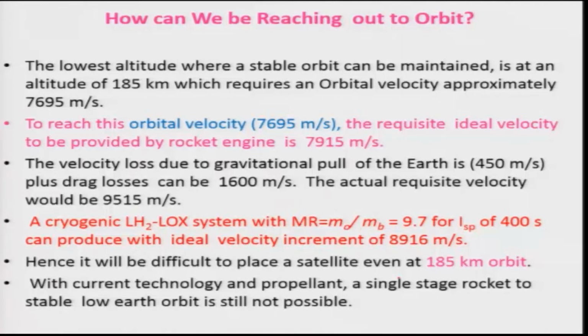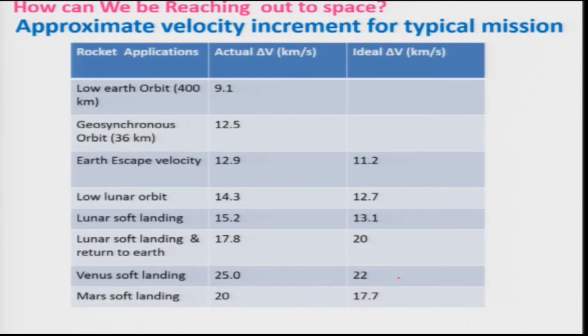Now, we will take an example and look at how to calculate these orbital velocities, and how to calculate the requirement in the change in incremental velocity. The approximate velocity increment for a typical mission, for a low earth orbit of around 400 kilometer, the actual velocity will be 9.1 kilometer per second, and for the geosynchronous orbit you will get around 12.5 kilometer per second, and the earth escape velocity we have seen is 11.2 kilometer per second.